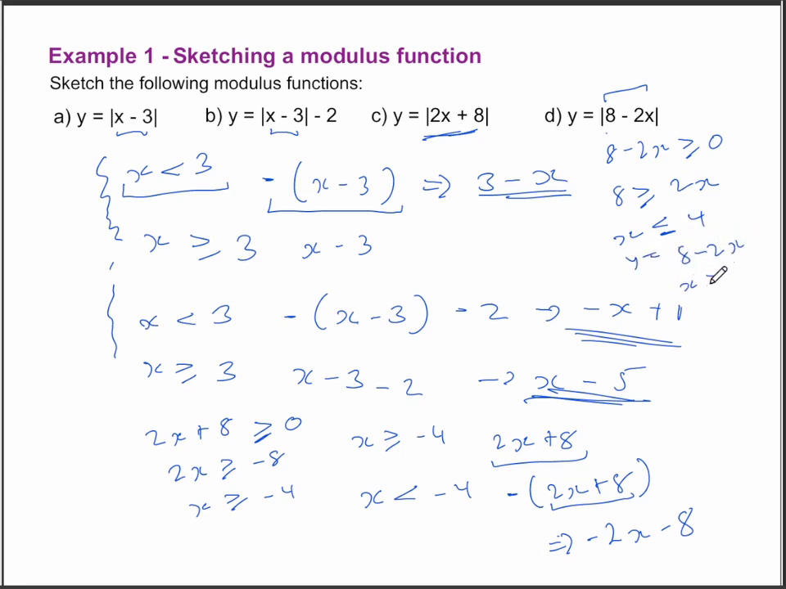And when x is greater than 4, it's going to look like negative of 8 minus 2x, because this 8 minus 2x will be a negative value in itself. So we want to multiply it by negative again to get a positive value. So it's going to look like 2x minus 8.